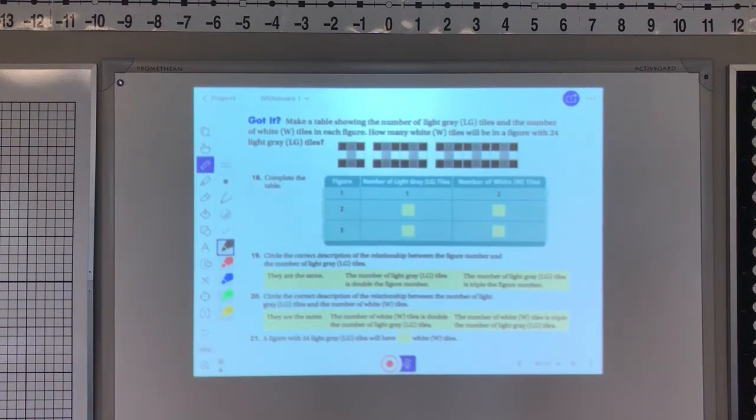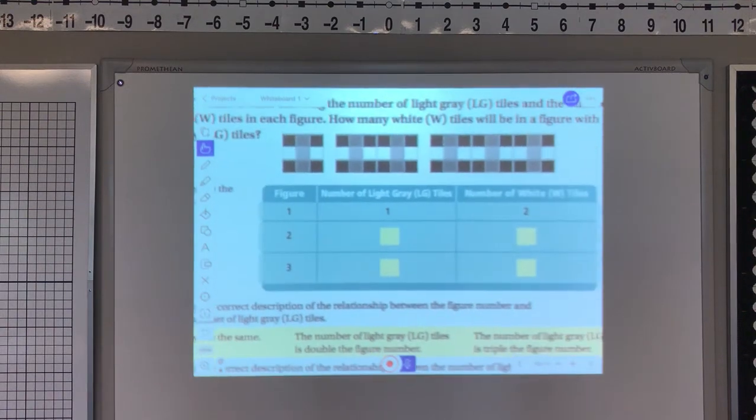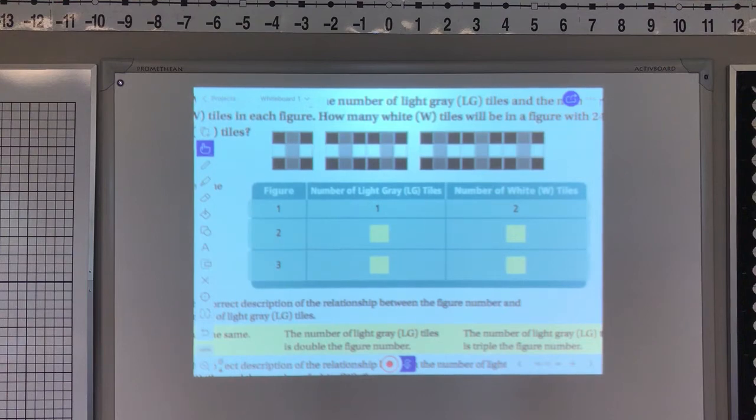So this one says, make a table showing the number of light gray tiles to the number of white tiles in each figure. And then it asks how many white tiles will be in a figure with 24 light gray tiles. So we again have those 3 different blocks. Make it a little bigger while we're working on the table. And so this is figure number 1, figure number 2, and figure number 3 again.